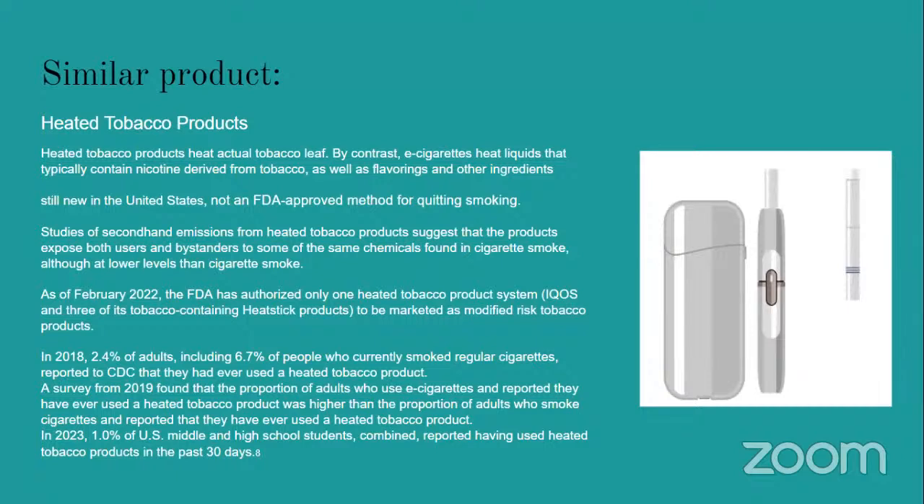As of February 2022, the FDA has authorized only one form of heated tobacco product, and that is the IQOS system, which I have shown on the right side. The IQOS has a more sophisticated and futuristic look, and this has made it more popular among older adults rather than the younger adults who use e-cigarettes. A study done in 2018 showed that 2.44% of adults, including 6.7% of people who currently smoked regular cigarettes, reported to the CDC that they had ever used a heated tobacco product. In comparison, a very recent one in 2023 showed that 1% of US middle and high school students combined reported having used heated tobacco products in the past 30 days. So we're seeing that heated tobacco products are becoming more popular among older adults as well as younger adults.